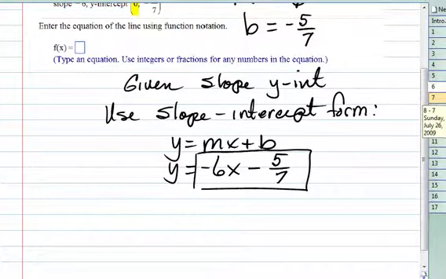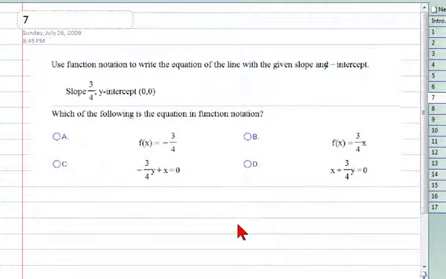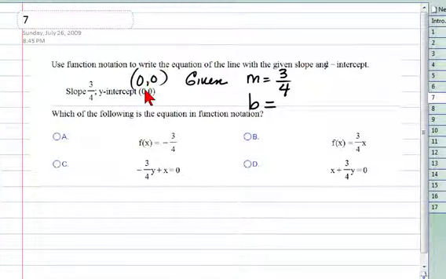Are you ready for number 7? Oh, same kind. Little hard to read. It's a multiple choice question. It says use function notation to write the equation of the line with the given slope and y-intercept. You are given that m is 3/4 and it goes through the point 0, 0. So what is b? It is 0. The first 0 tells you that it is the y-intercept. The second number tells you where it's crossing the y-axis.